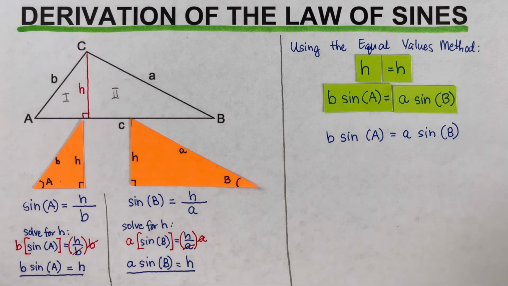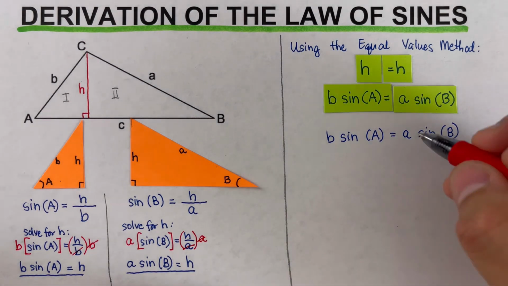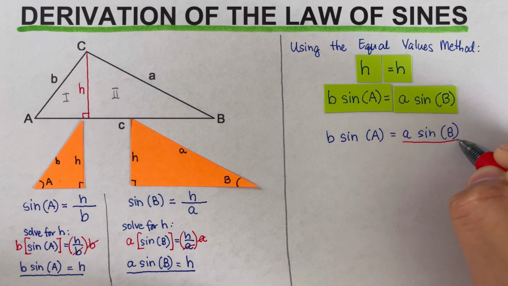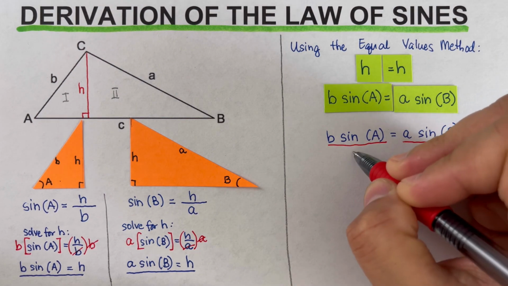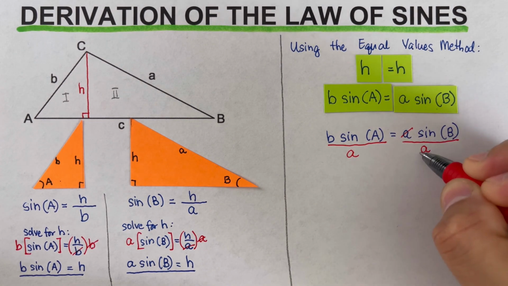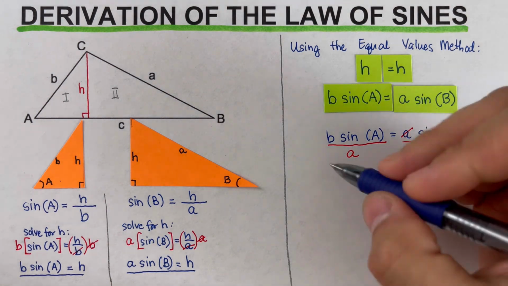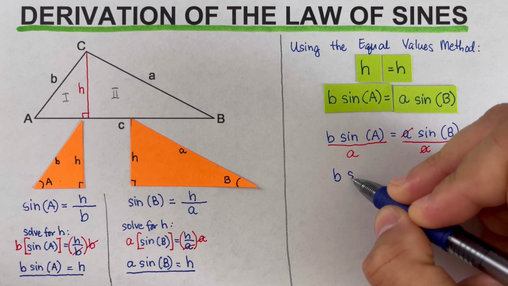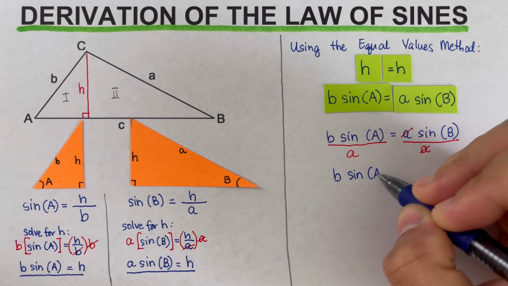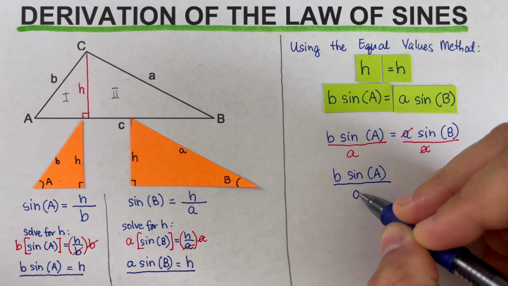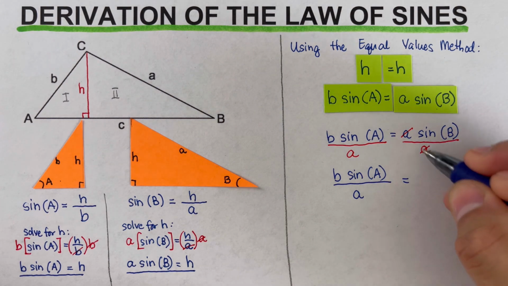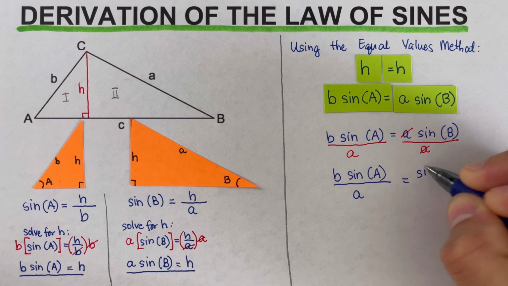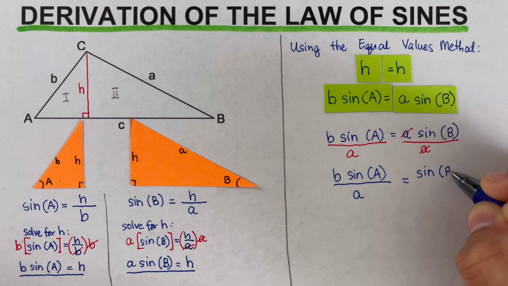We can divide both sides by A so that we can cross the A out from the right side of the equation. So divide this by A, and then we're going to divide this by A so we can cross these two out. We are going to be left with B sine of angle A over side A is equal to, we are already left with sine B here because we crossed out both A's there. So that is sine of B.